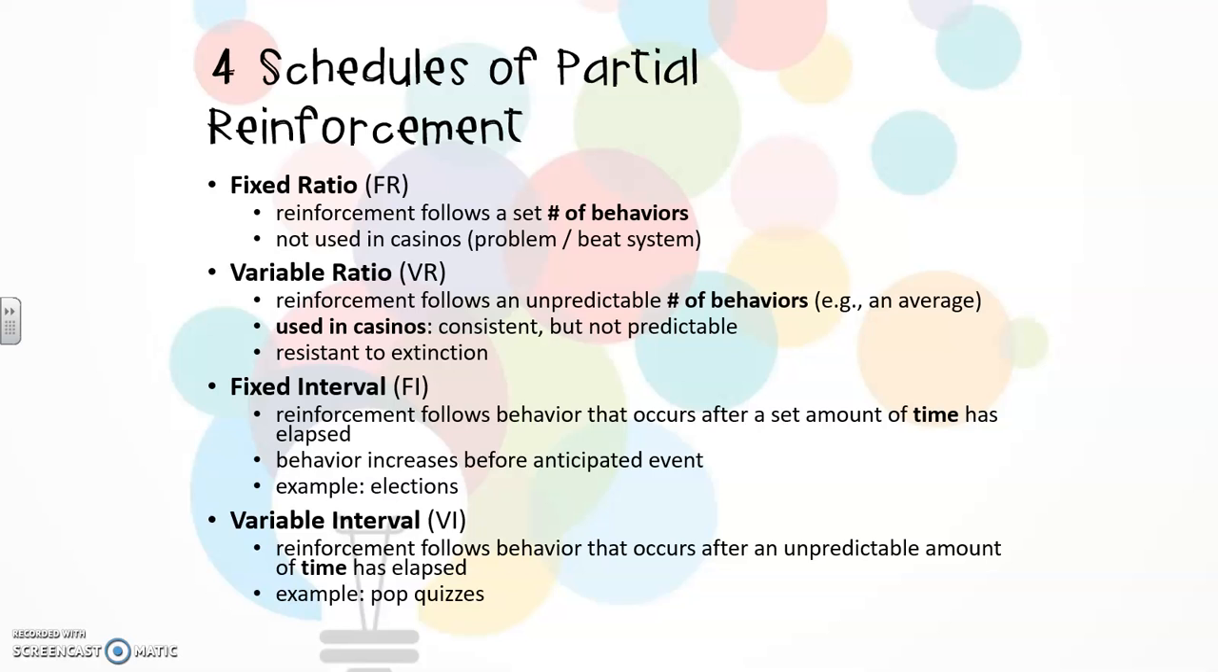Variable ratio, reinforcement follows an unpredictable number of behaviors, on average. So this is like playing a slot machine or going fishing. You might throw your rod in a couple times, and every once in a while you might get a reward and get a fish.